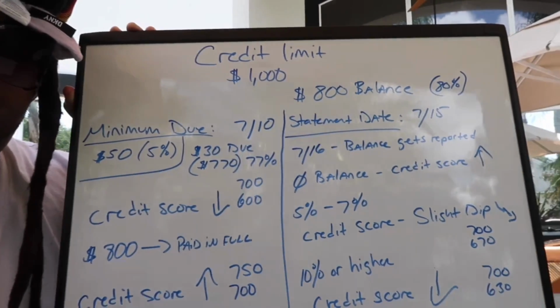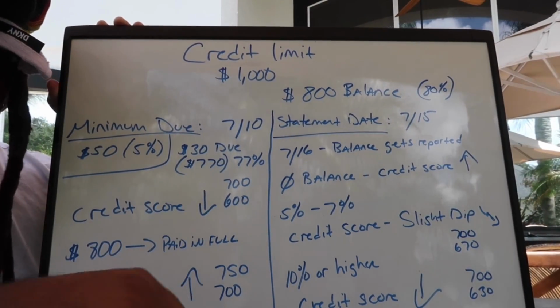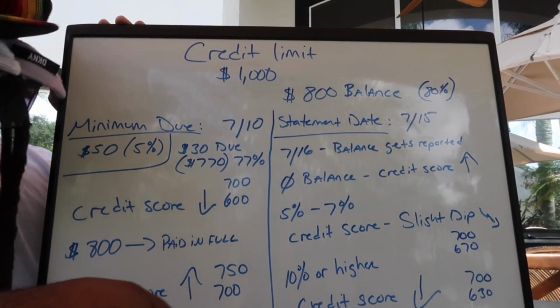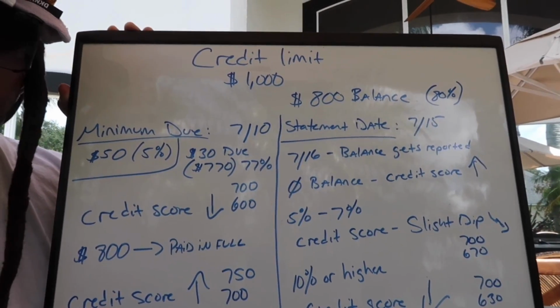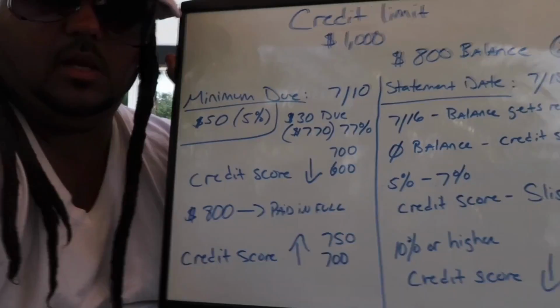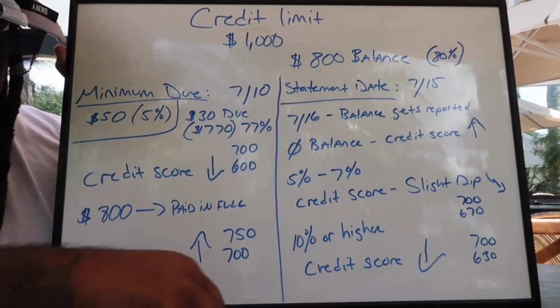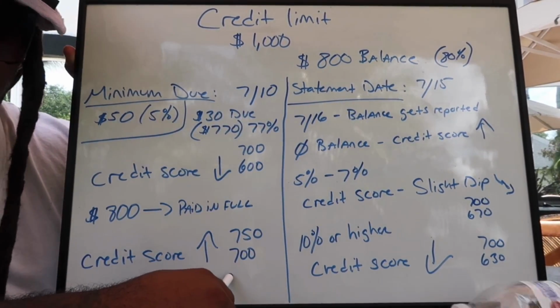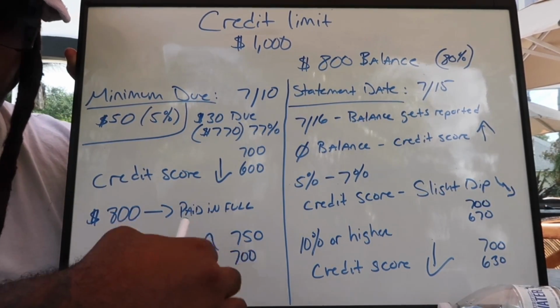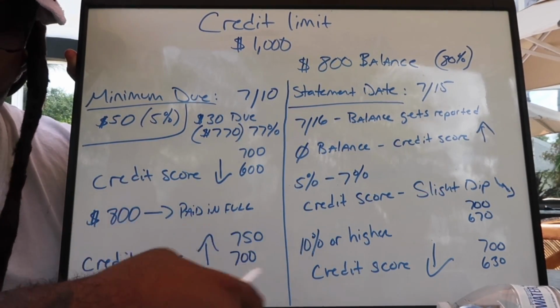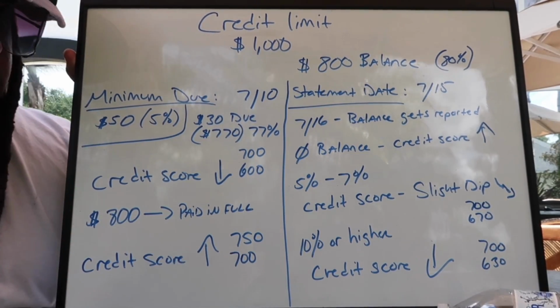Okay, I hope everybody can see that. So if you had a 700, then you're going to go up to a 750 if you pay that 800 in full. Again, these are just hypothetical numbers, right? I'm just painting a picture for context purposes, right?